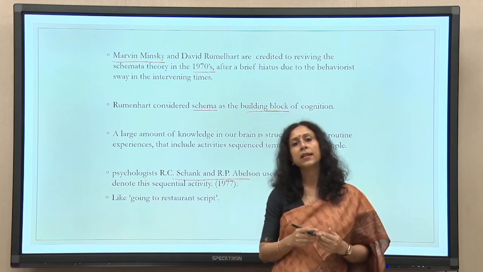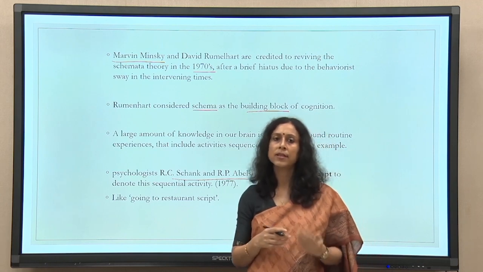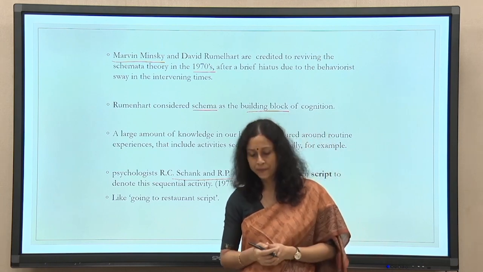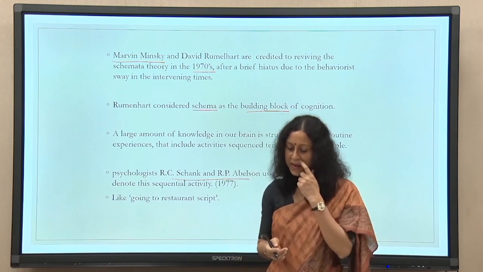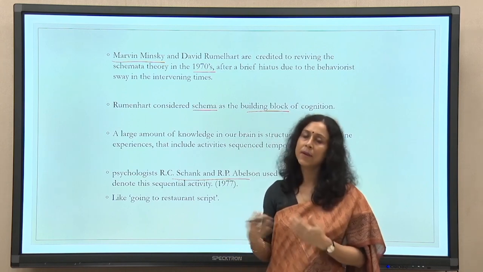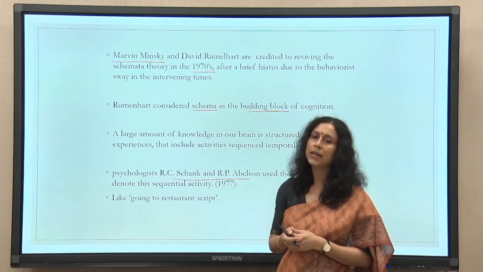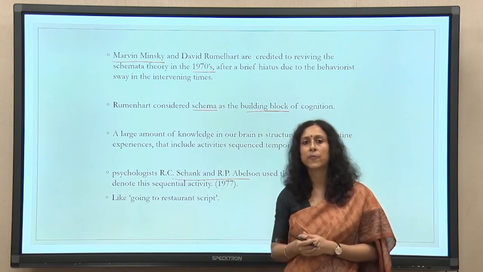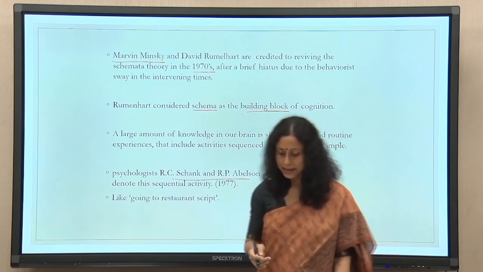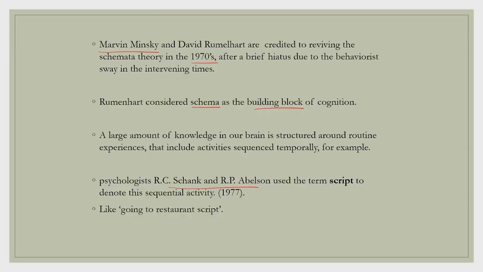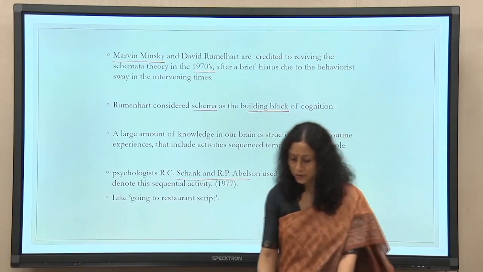So, as it was in the 1920s and 30s, like Piaget and others, and then even in the 70s, the same idea was getting carried forward, that a large chunk of our experiences are actually repetitive. And this holds even today, that because of this sequential, temporal sequence of various events or many other kinds of activities, they are repetitive, and hence this can create something like a script.